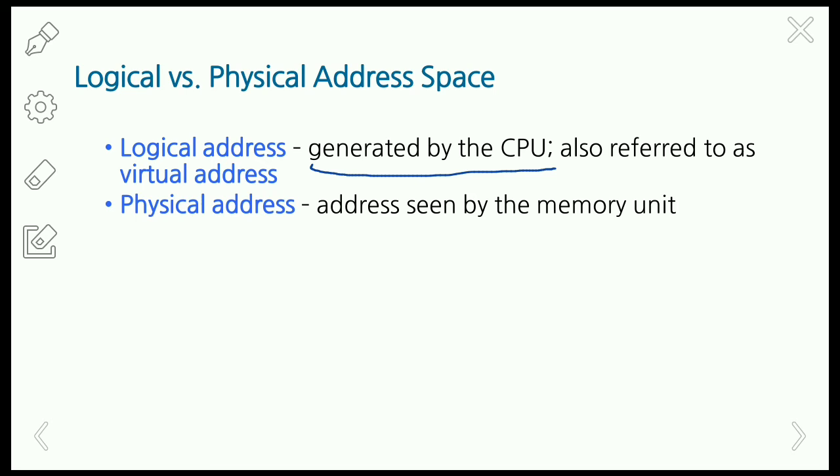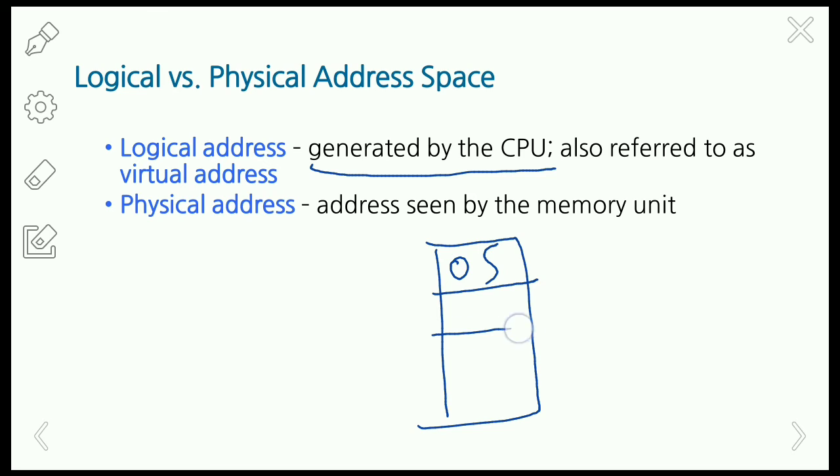And physical address means the address seen by the memory unit. That means in the main memory, some part will be the operating system and in the remaining part different programs will be executing, right? So the address seen by the memory unit, that is, if a program is loaded to a particular space in the main memory, this is the physical address. So it may be 10 to 120, right? In this part P1 is executing. So this is the physical address of the particular program P1.